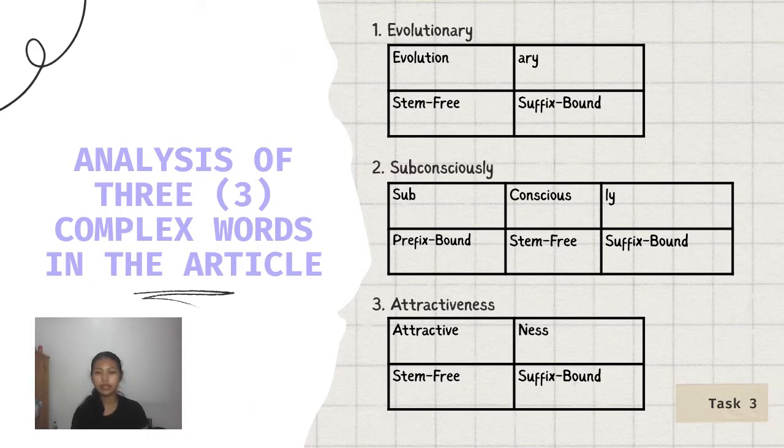Next, we're going to talk about the analysis of three complex words in the article. The first one is evolutionary. Evolution is the stem and ary is the suffix. The second word is subconsciously. Sub is the prefix, conscious is the stem, and ly is the suffix. The third word is attractiveness. Attractive is the stem, and ness is the suffix.